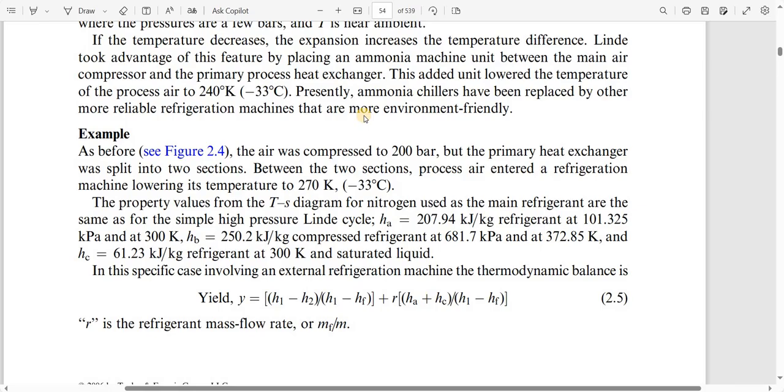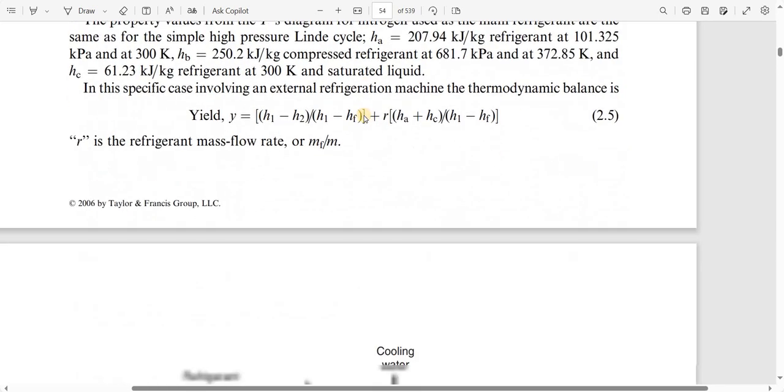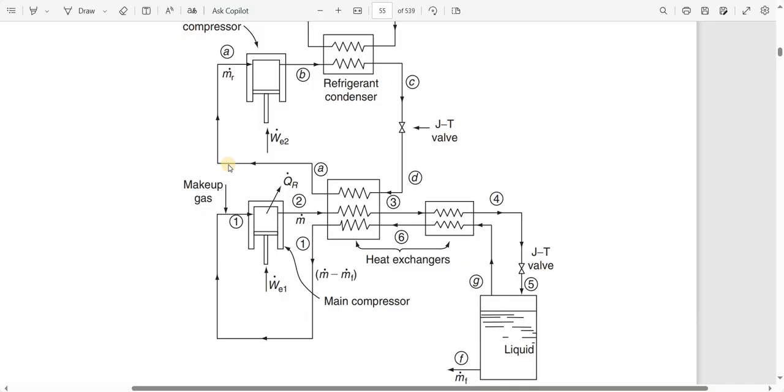hA equals 207.94 kilojoule per kg, refrigerant at 101.325 kilopascal and at 300 Kelvin. hB equals 250.2 kilojoule per kg, compressed refrigerant at 681.7 kilopascal and at 272.85 Kelvin. And hC equals 61.23 kilojoule per kg, refrigerant at 300 Kelvin and saturated liquid. There is a formula for it, where R is the refrigerant mass flow rate. So this is it.